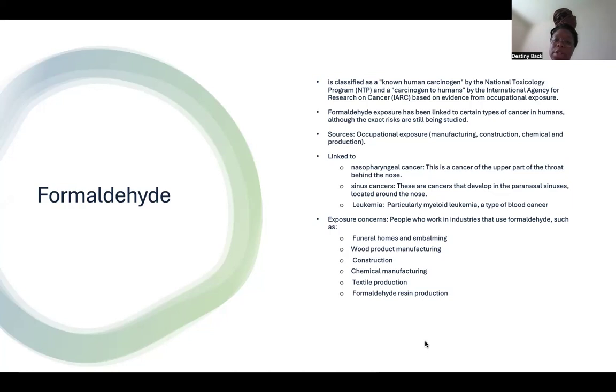It is linked to nasopharyngeal cancers, which are cancers of the upper part of the throat behind the nose, sinus cancers, which develop in the paranasal sinuses located around the nose, and leukemia, particularly myeloid leukemia, a type of blood cancer. Exposure concerns come from people who work in industries that use formaldehyde, such as funeral homes and embalming, wood product manufacturing, construction, chemical manufacturing, textile production, and formaldehyde resin production.